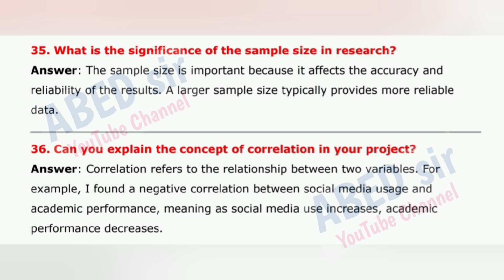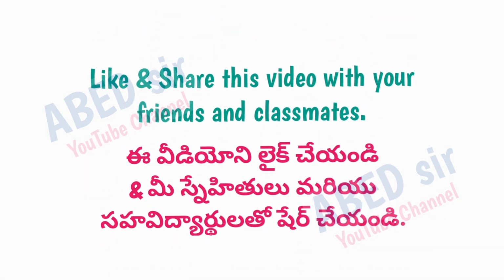Next question. 36. Can you explain the concept of correlation in your project? Answer: Correlation refers to the relationship between two variables. For example, I found a negative correlation between social media usage and academic performance, meaning as social media use increases, academic performance decreases. Next question.